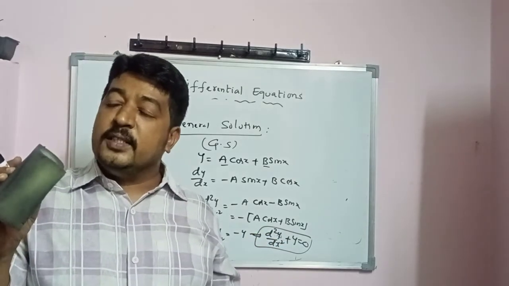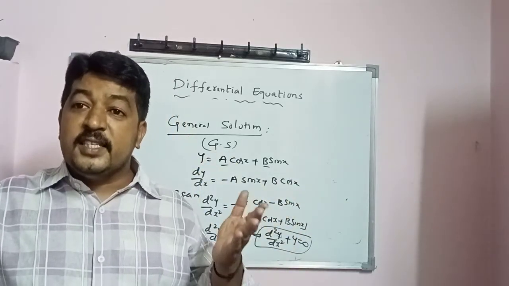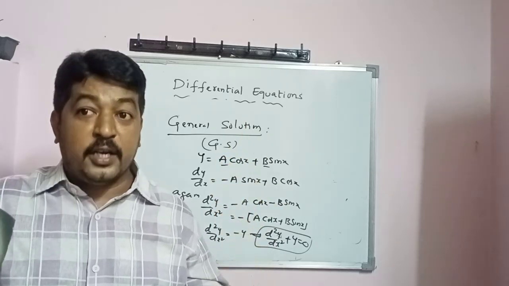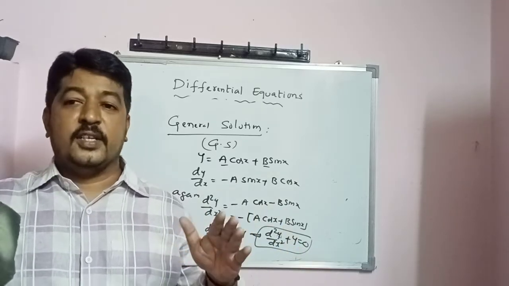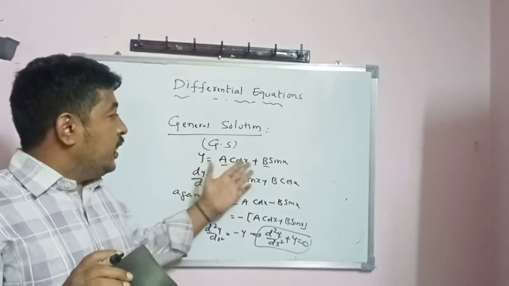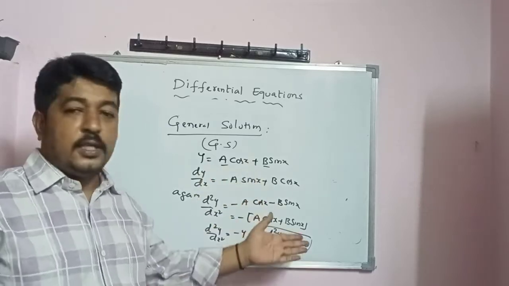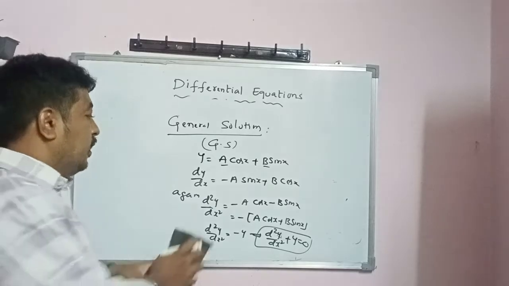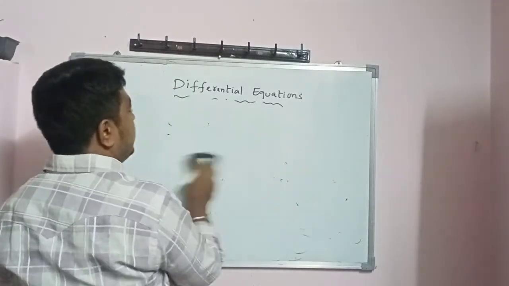What is the meaning of general solution? A solution which contains as many arbitrary constants as the order of the differential equation is called the general solution. So how many here? a and b, so two. So the order of the derivative is 2, d square y by dx square. Okay, next we go to the differential methods.